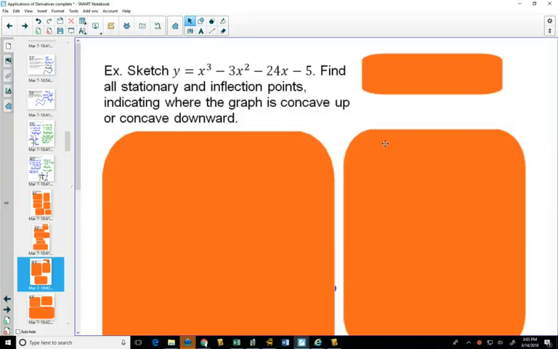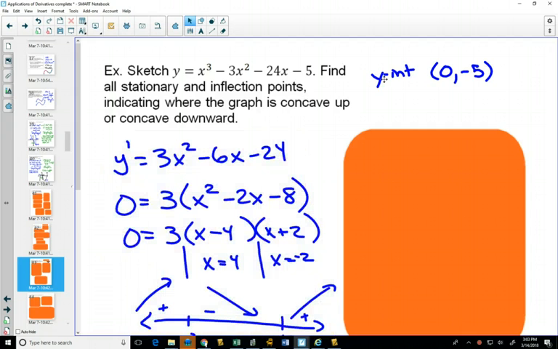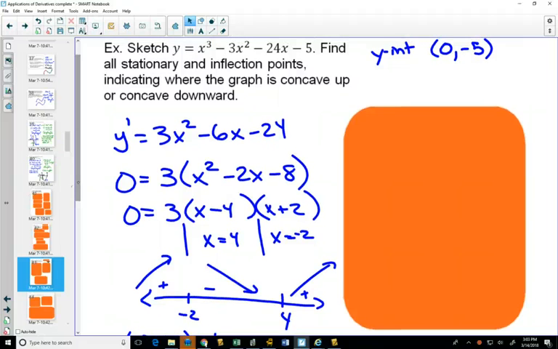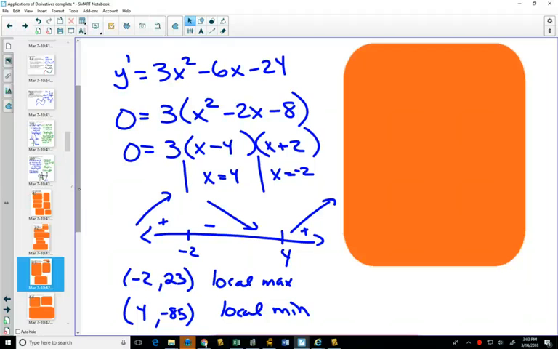All right, let's see how you did on this one. The y-intercept is easy to find because you plug in 0 for x. Take your first derivative, and you can do your sign diagram. And then within that sign diagram, you're going to find out that -2 was a maximum, and +4 was a local minimum.